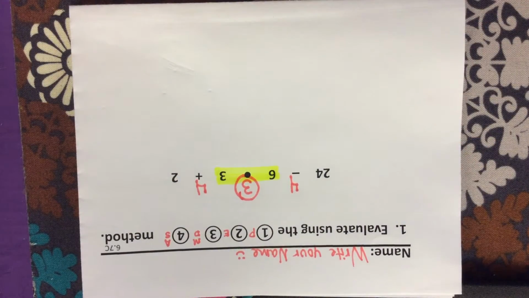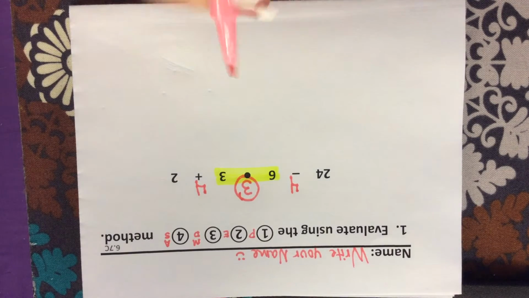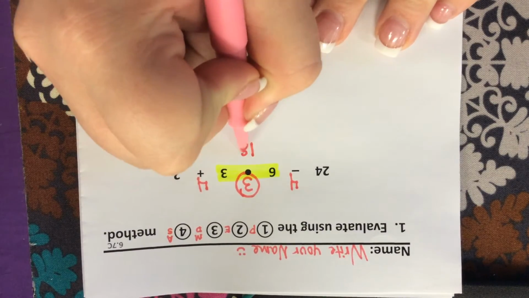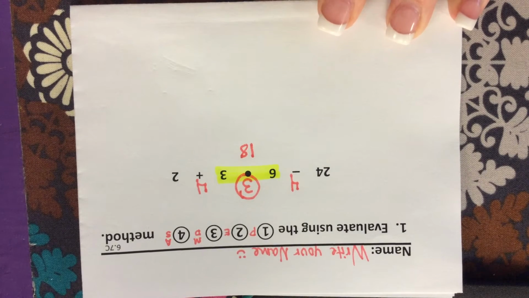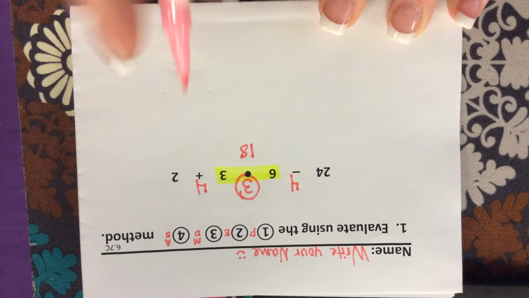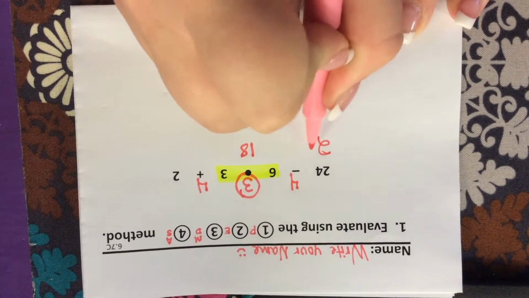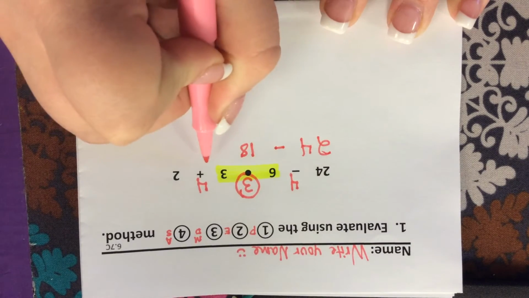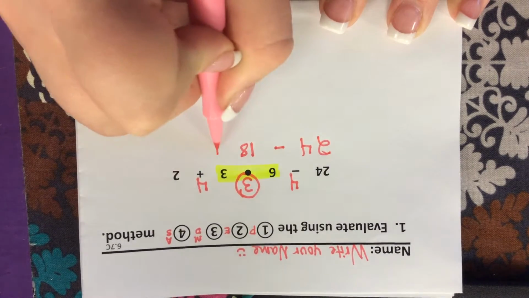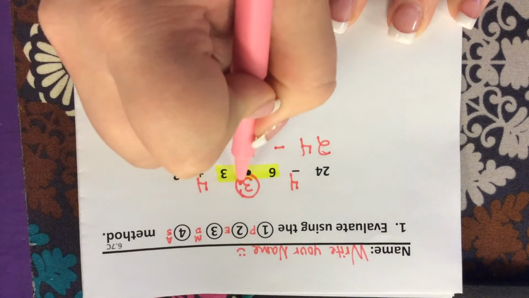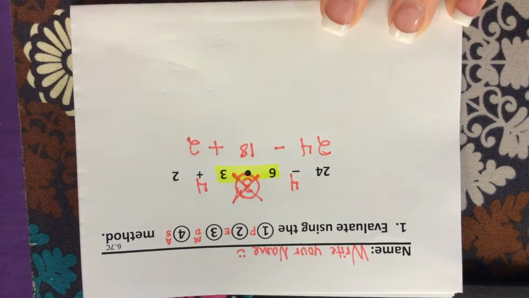Step 3 is 6 times 3. Now 6 times 3 is 18, so we're going to write that underneath. And everything that we didn't do, the 24 minus, that needs to come down. And this plus 2, that needs to come down. And we have finished our work with that step 3.